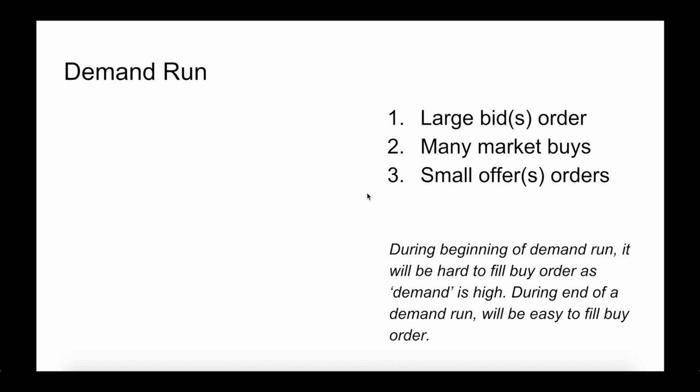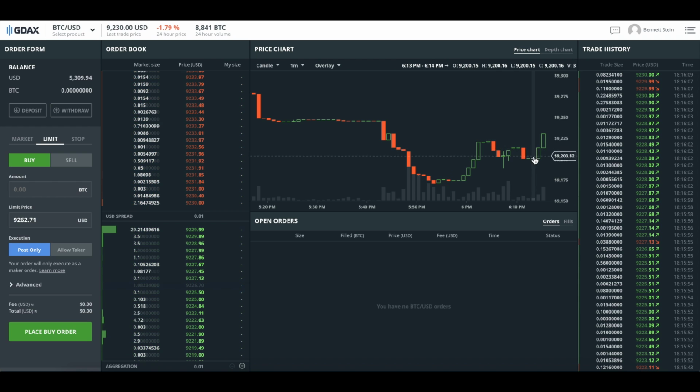One more thing that I want to mention on these demand and supply runs is that during the beginning of this demand run, it's going to be quite hard to fill your buy order as demand is high, and this is what I mentioned before. But to add on to that, during the end of a demand run, it's actually going to be very easy to fill your buy order because that's the transition between prices in high demand, it's going up, and then eventually it's going to be high in supply and it's going to come down.